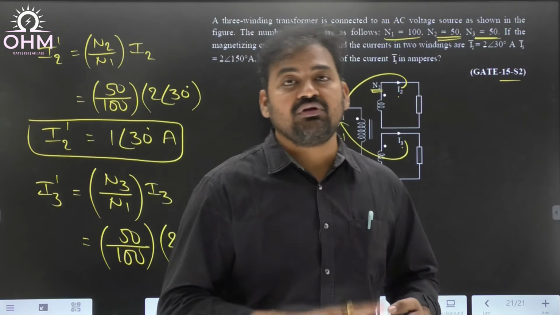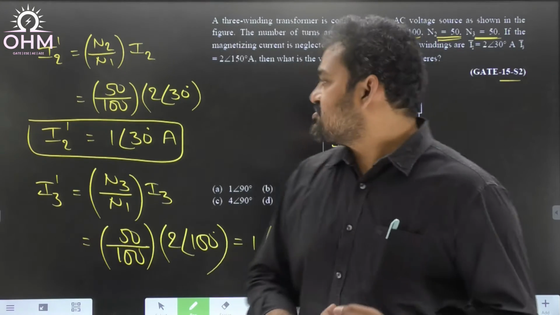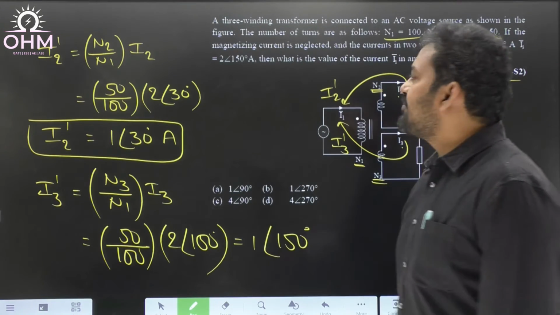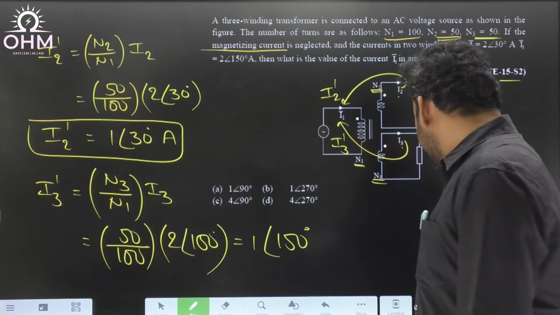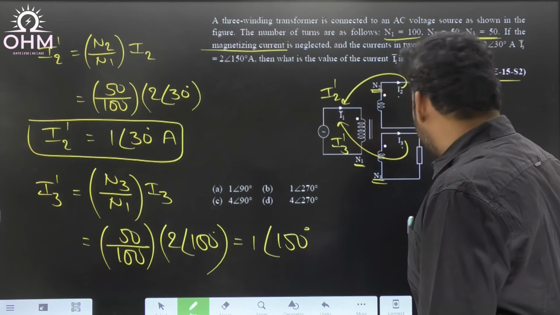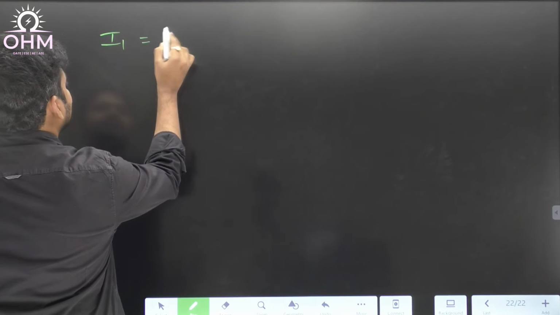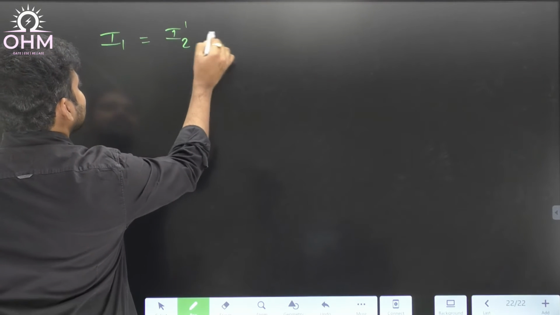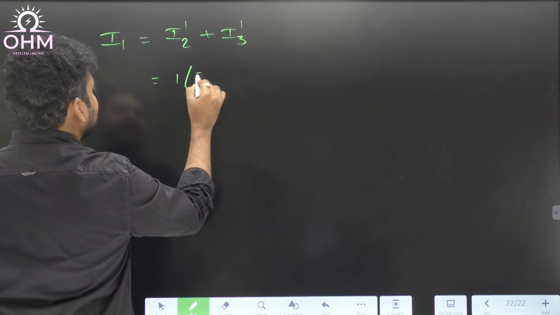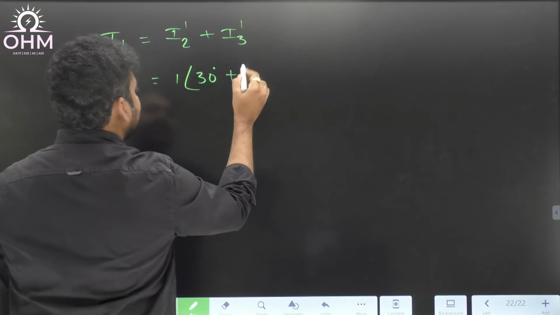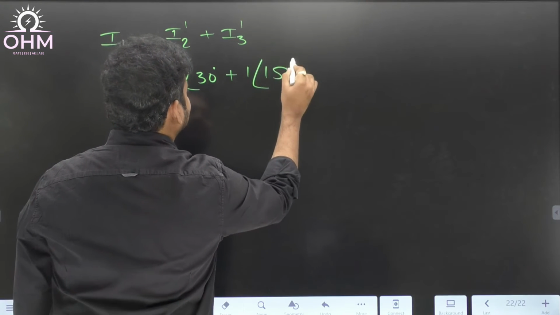Add both of them, you will get the total primary current. Actually, you should have I0 also on the primary side, but that I0 is neglected already. Okay, so 1 at an angle 30, 1 at an angle 150. So the total primary current I1 is equal to I2 dash plus I3 dash. I2 dash is 1 at an angle 30 degrees. I3 dash is 1 at an angle 150 degrees.